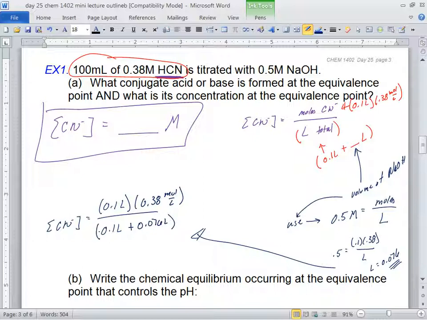You get about 0.076 for the volume of the NaOH. So if they ask for the equivalence point, your answer is 0.076 liters or 76 milliliters. Either one would work if they asked for the equivalence point. But they didn't. They just want to know the final answer. So I got about 0.216 as the final answer.